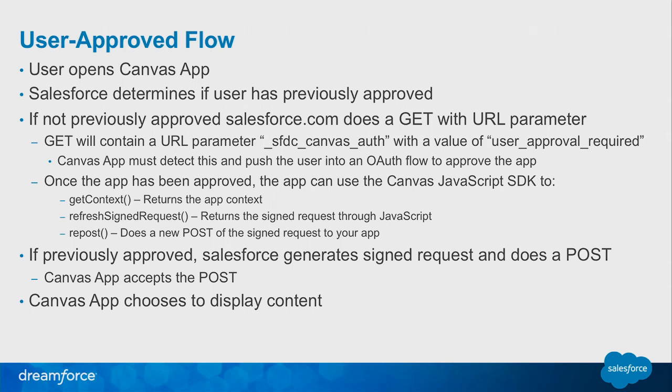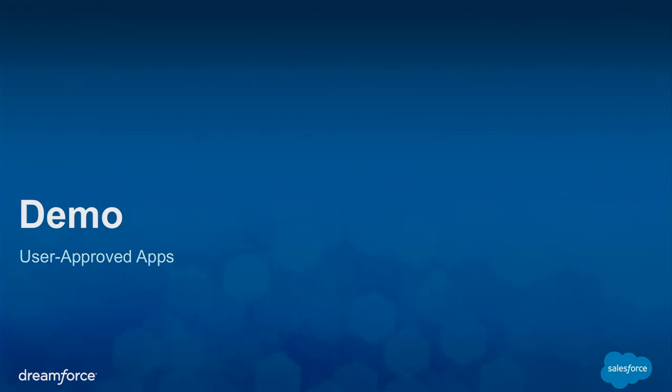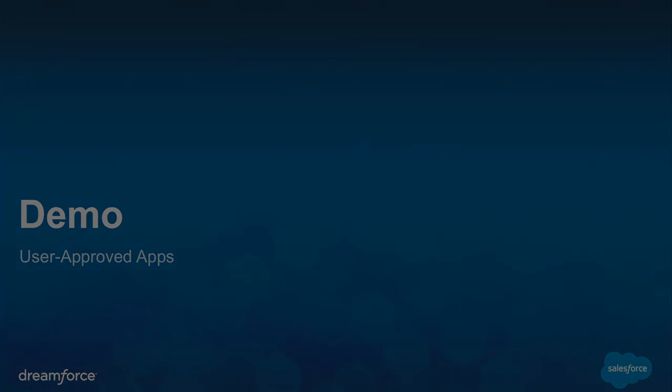Once the user approves the app, it's a great idea to repost. So repost will give you a new signed request and refresh the app, so you can show something different to the user after they've approved the app. Again, if you have already approved the app, Salesforce is going to send a post with a signed request just like they would with the normal admin approved flow. Okay? I will show you what that looks like.